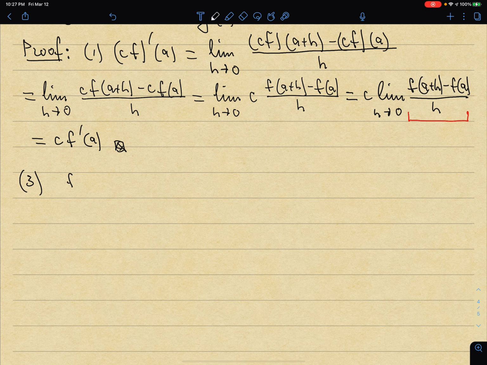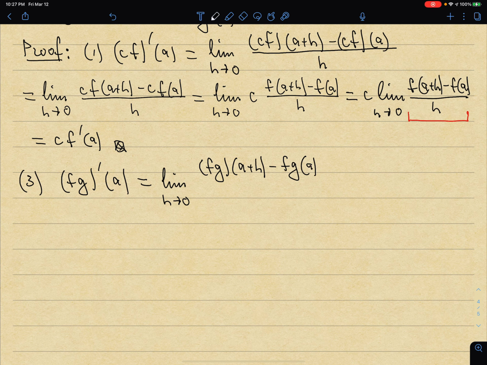So for 3, I want to compute the function fg, take its derivative, and then evaluate the derivative of fg at a. How should I do this? Again, I have to resort to the limit definition of a derivative. So this is the limit as h approaches 0 of fg at a plus h minus fg of a, the whole thing over h.